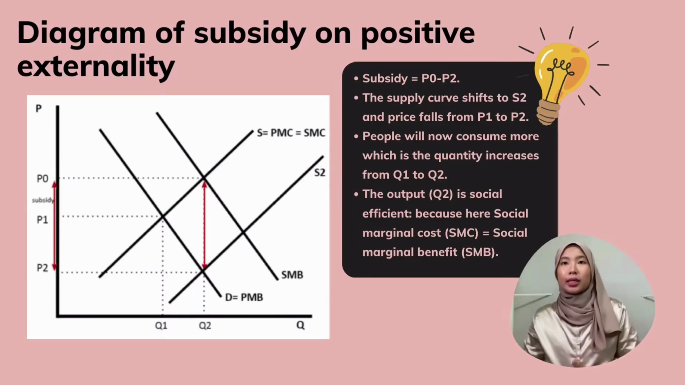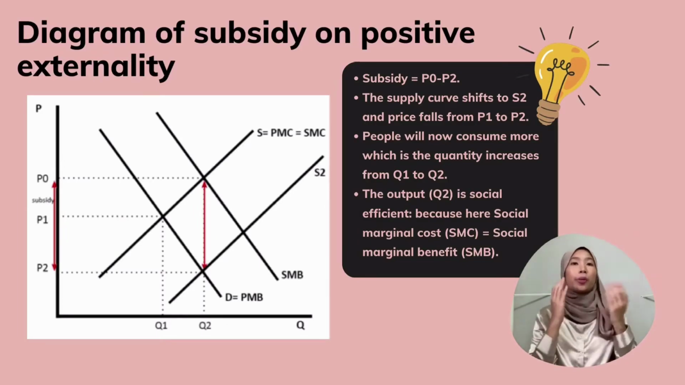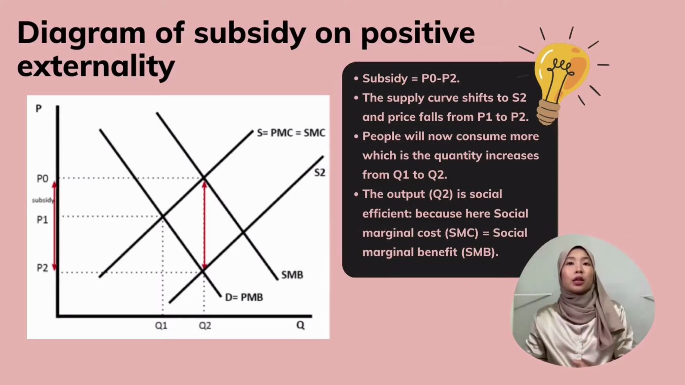As you can see here, the subsidy is equal to P0 minus P2. Then the supply curve shifts to S2 and the price falls from P1 to P2. People will now consume more, whereby the quantity increases from Q1 to Q2. Hence, the output, which is Q2, is socially efficient. This is because the social marginal cost, SMC, is equal to the social marginal benefit, SMB.